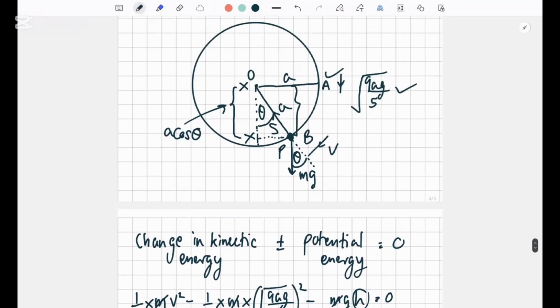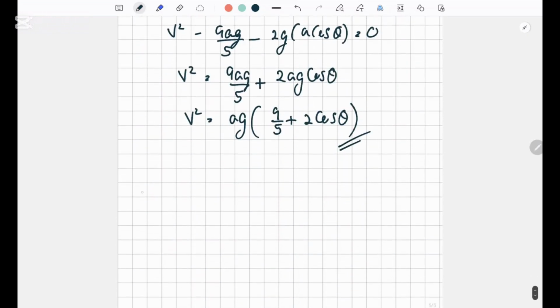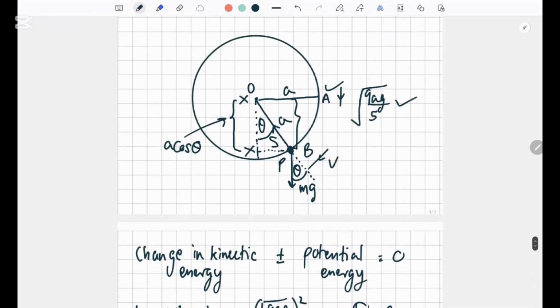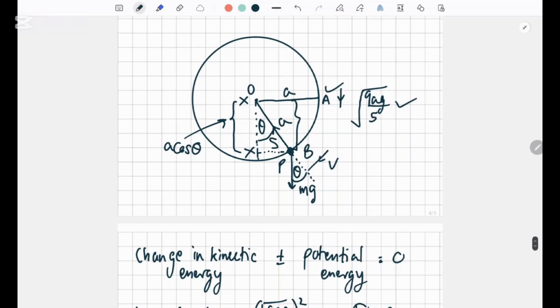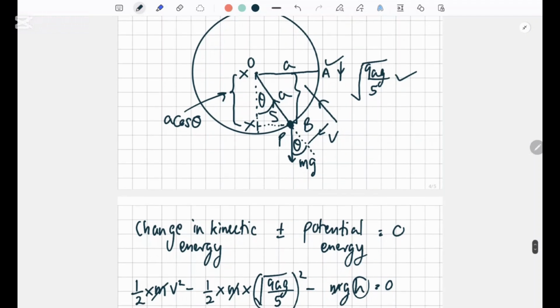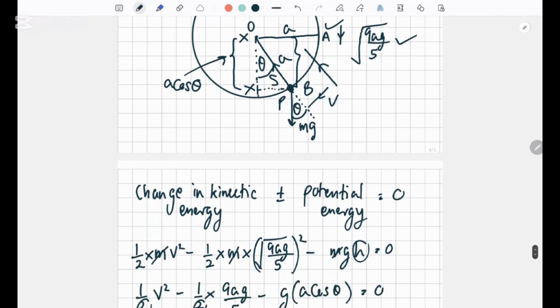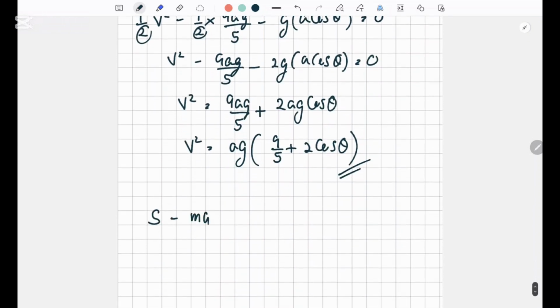Using centripetal forces, tension acts upwards, mass is downwards. So it's S minus mg, along this axis. We take it along this axis, so it's S minus mg cos theta. I'm resolving it onto this axis. S minus mg cos theta equals, and in this case we have the velocity, so we use m v squared over r.